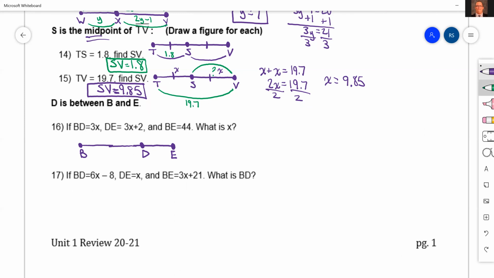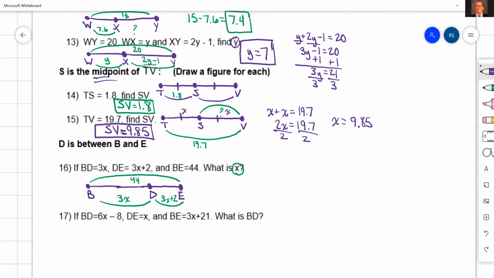So now let's look at the info they tell us. They say from B to D, it's 3x. D to E, I totally didn't draw this good, but anyways, 3x plus 2. And then B all the way to E is 44. So now we've got to figure out what is x. That's what we're solving for, x.